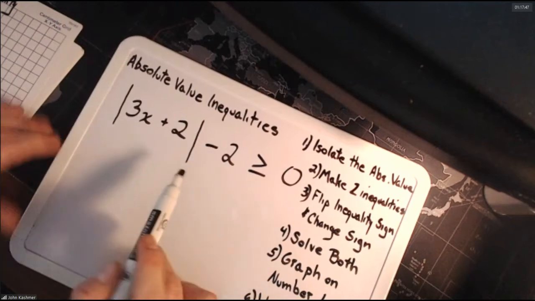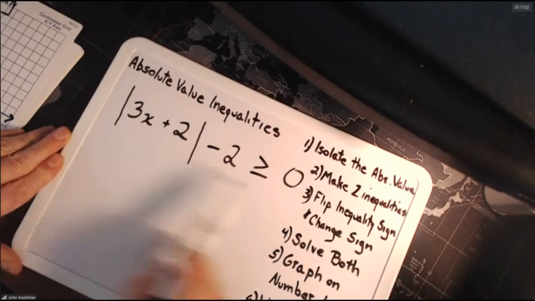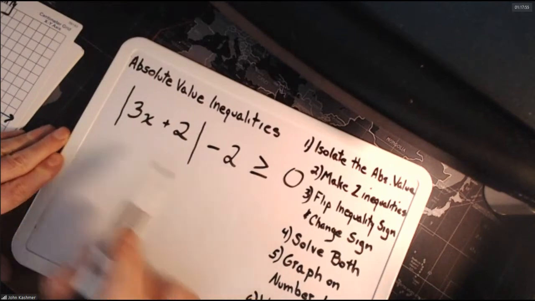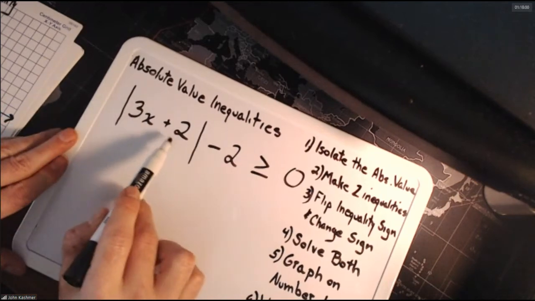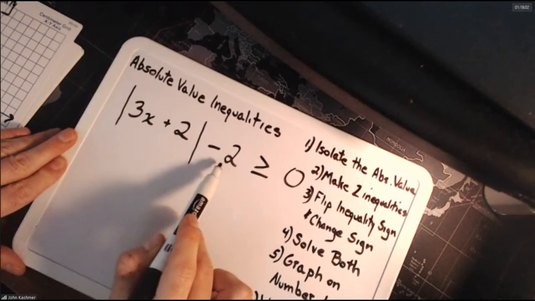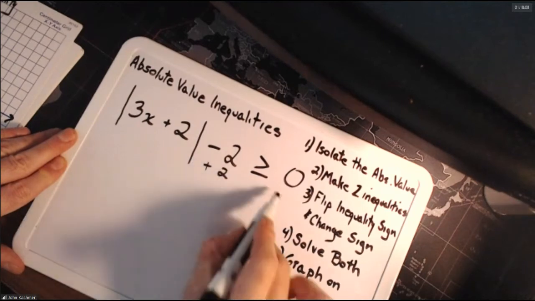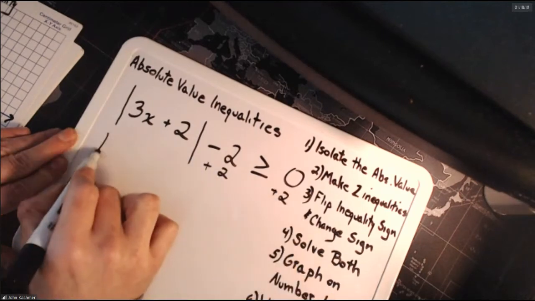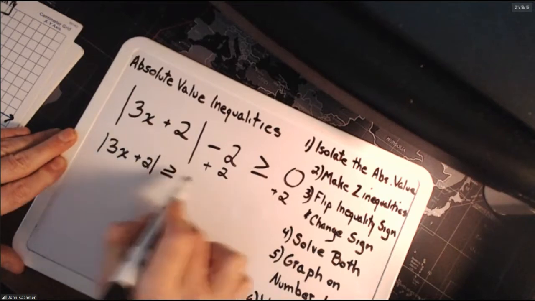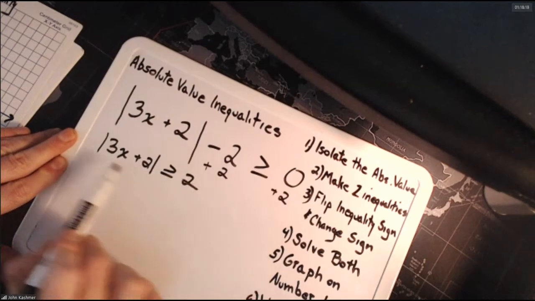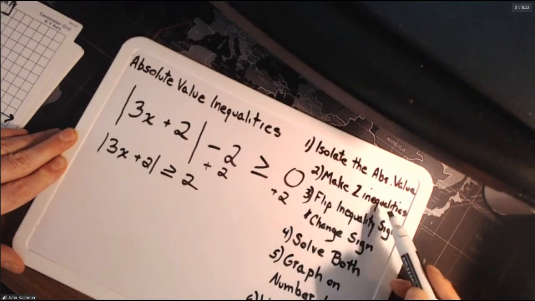Well, the first thing we have to do is isolate this absolute value so it's the only thing on one side of the inequality sign. So what's standing in the way of the absolute value of 3x plus 2 being all by itself? Negative 2. So we're going to treat it just like we would any equation, and we're going to add 2 to both sides. So now we have the absolute value of 3x plus 2 is greater than or equal to 2. Now that we've isolated the absolute value on one side, now we can make 2 inequalities.